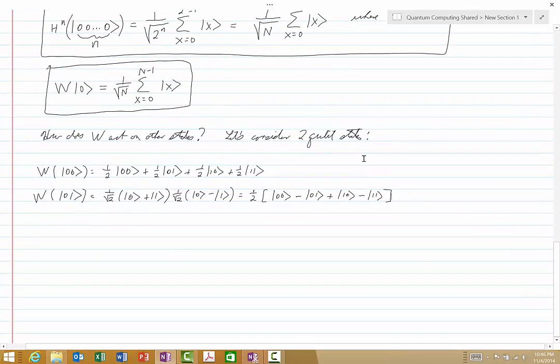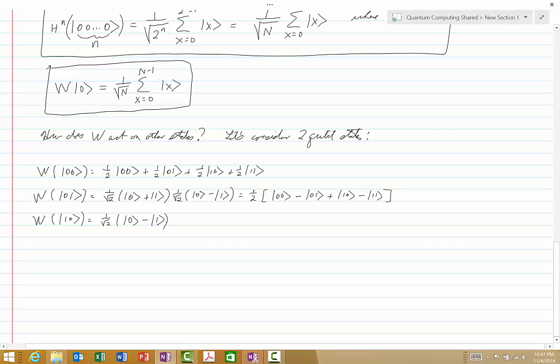So the second column of the W matrix would be plus 1/2, minus 1/2, plus 1/2, minus 1/2. Now let's look at W acting on |1,0⟩. Okay, the Hadamard transformation will act on that first one to give us 1 over square root of 2. And since the first qubit is 1, we will get |0⟩ minus |1⟩.